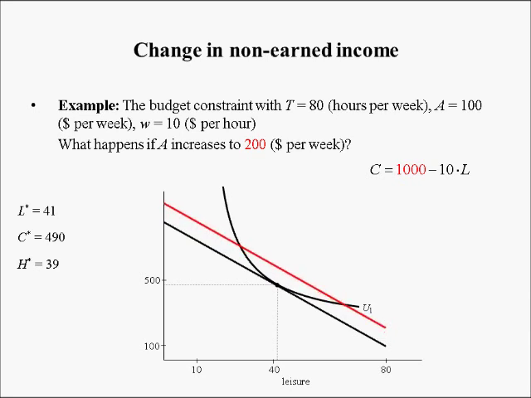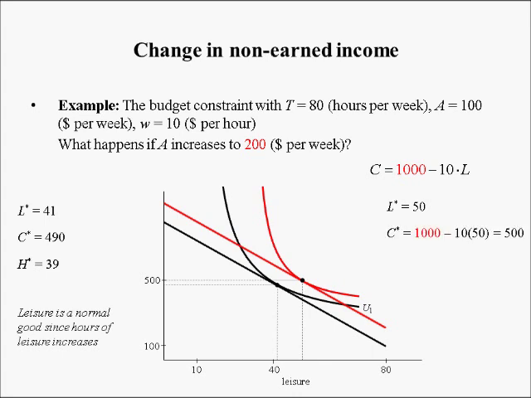Well, let's look at a different individual. Maybe a different individual responds to an increase in the allowance to $200 differently. This particular individual does what? Well, their optimal solution is leisure equal to 50. Here, leisure is a normal good since hours of leisure increases when the allowance, or income, increases. Consumption would be 500 and hours of work would be 30. So this particular individual will work fewer hours. They go from 39 hours of work down to 30 when their allowance goes up.